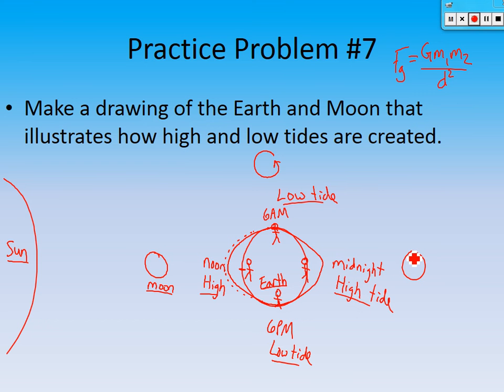Now, when would you experience extra low tides? Well, when the moon, the Earth, and the sun form a 90-degree angle. So if this was the moon down here, the force of gravity from the sun and the force of gravity from the moon kind of cancel each other out, and so you kind of see extra low tides during those times. Okay, hopefully that illustration makes sense, and we've answered a few of your questions about tides.